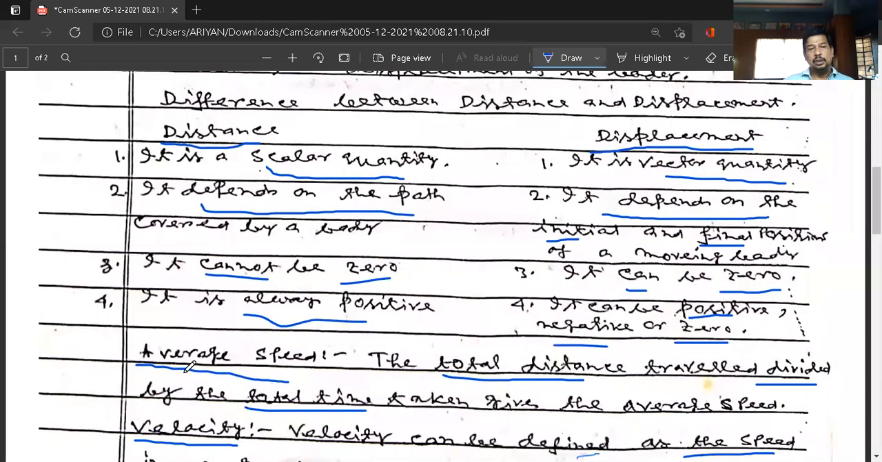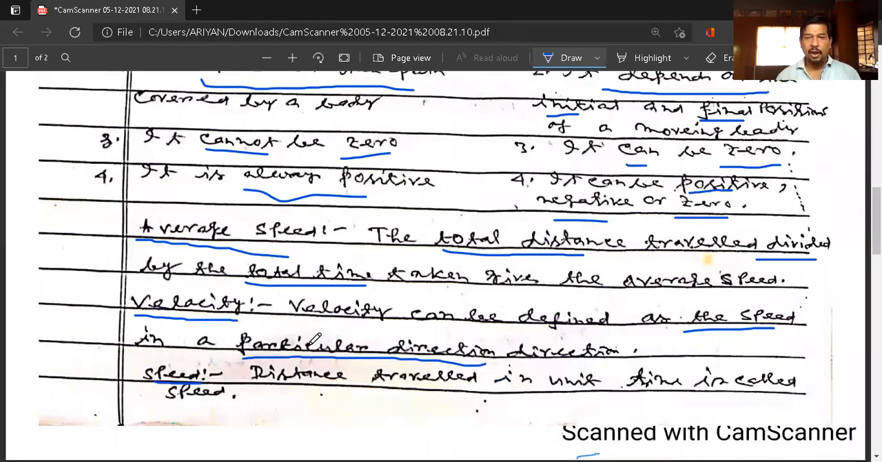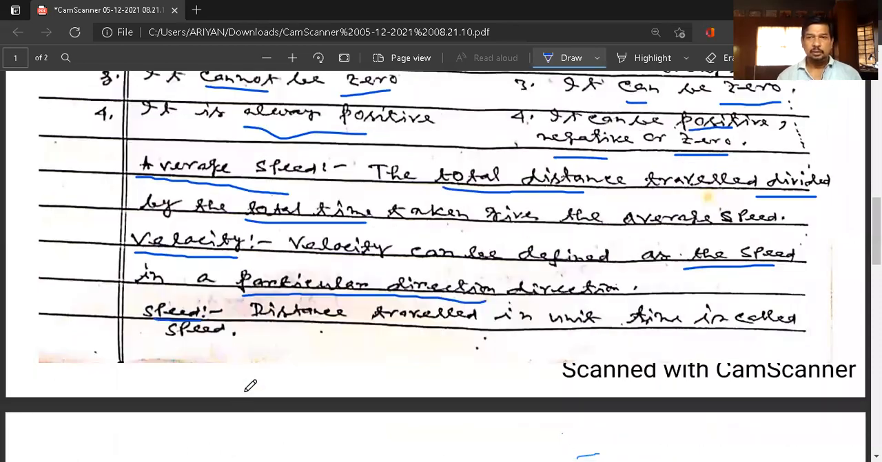What is average speed? The total distance traveled divided by the total interval of time taken gives the average speed. So what is velocity? Velocity can be defined as the speed in a particular direction. So what is speed? Distance traveled in unit time is called speed.